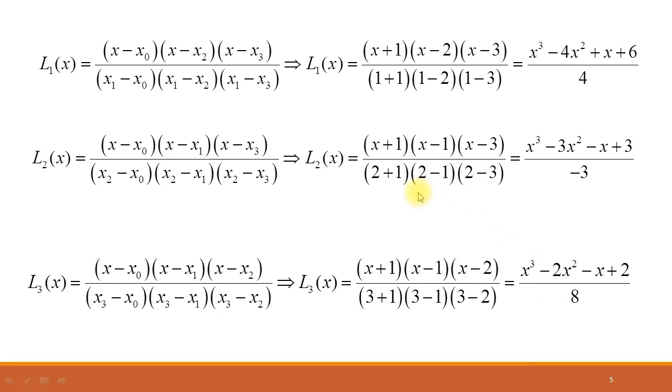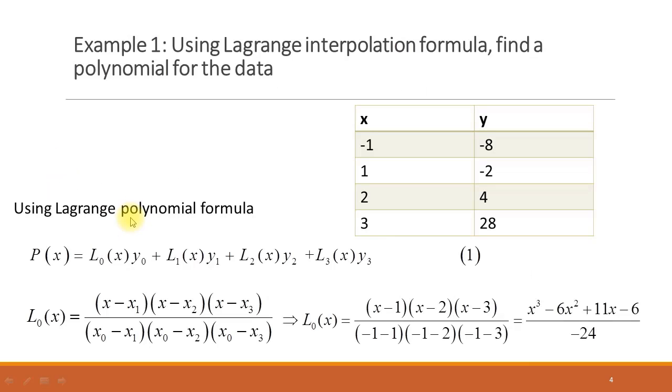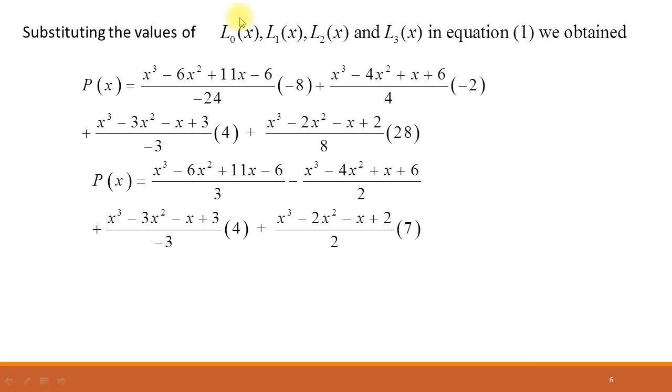Now putting the values of L0, L1, L2 and L3 in equation number 1, along with the values of y0, y1, y2 and y3, we obtain the Lagrange interpolation formula. This is a polynomial function, a polynomial in variable x.